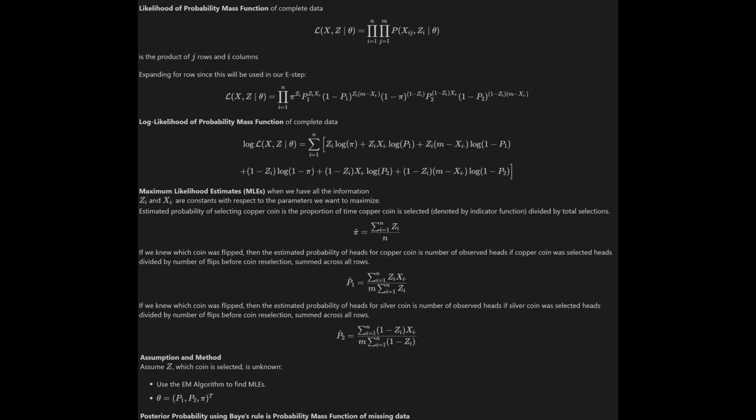If we knew which coin was flipped, then the estimated probability of heads for silver coin is the number of observed heads if silver coin was selected divided by number of flips before coin was reselected, summed across all rows. Understanding how our complete data looks, we will discuss our data when Z, which coin was selected, is unknown. The EM algorithm notation used will be super T for current estimate and T plus 1 for updated estimate. Posterior probability using Bayes' rule is the probability mass function of missing data.